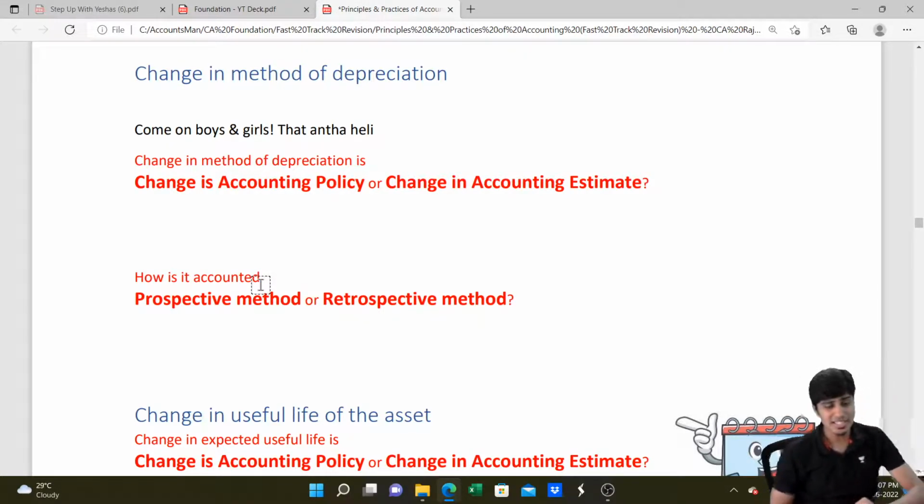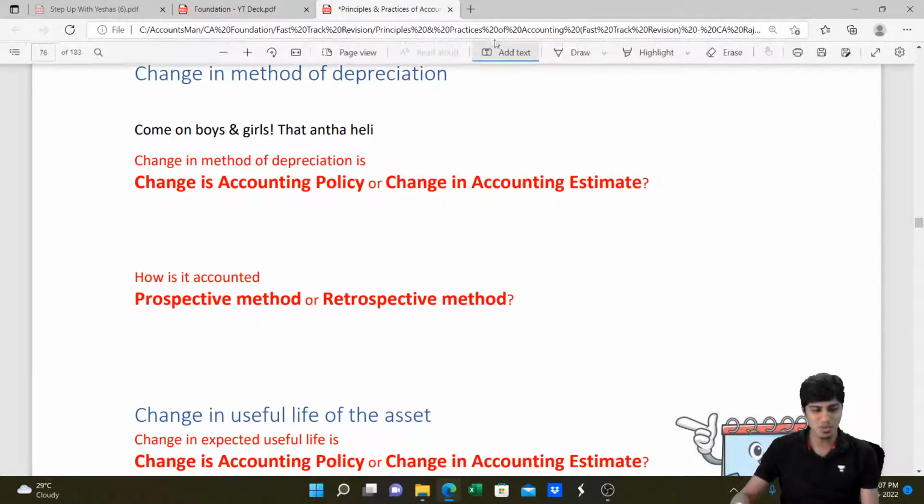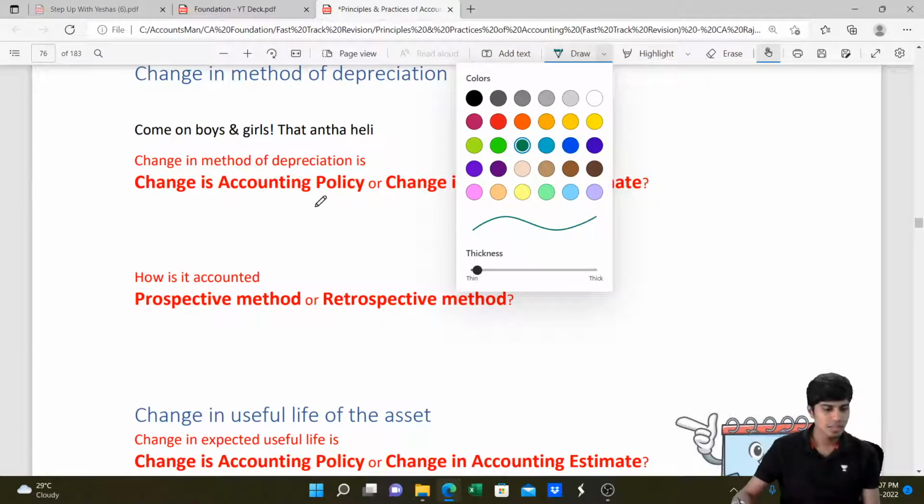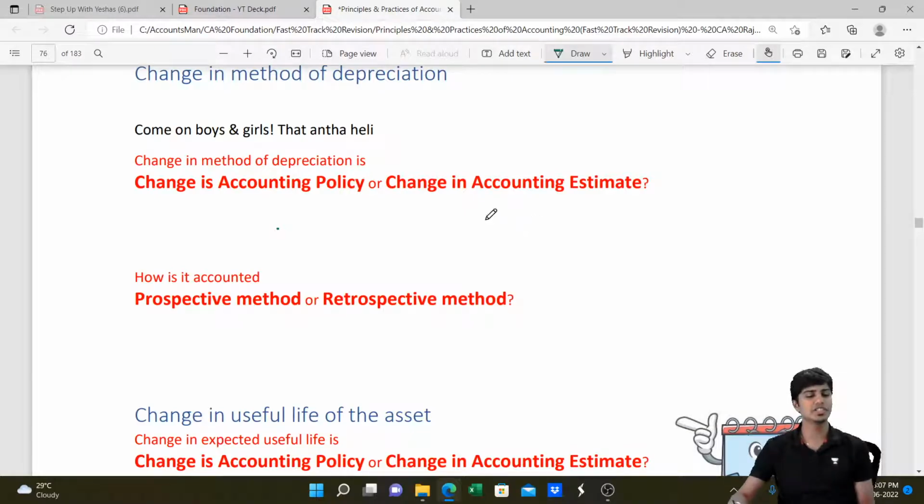Come on, boys and girls, answer this question for me. Change in the method of depreciation is what? Is it going to be a change in accounting policy, or is it going to be a change in accounting estimate? Do type in the comment section and then tell me.